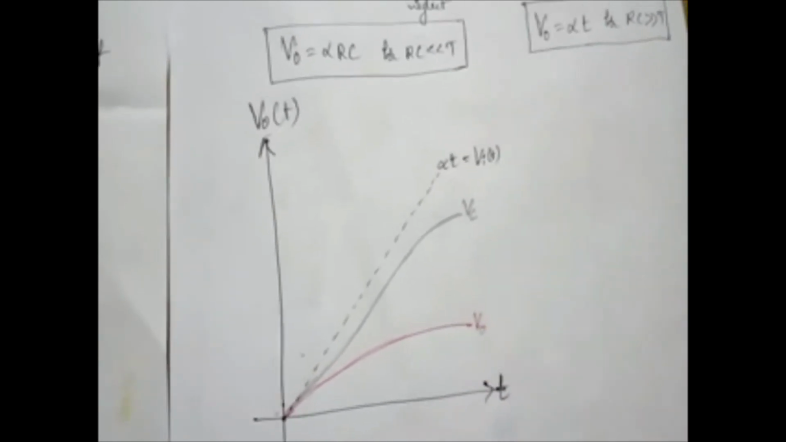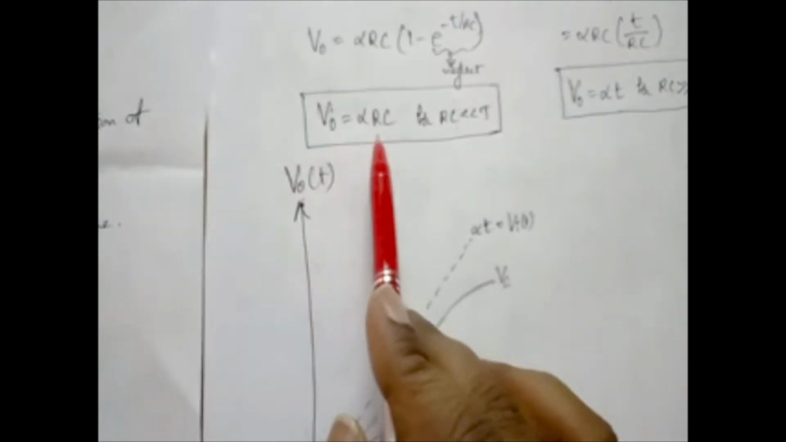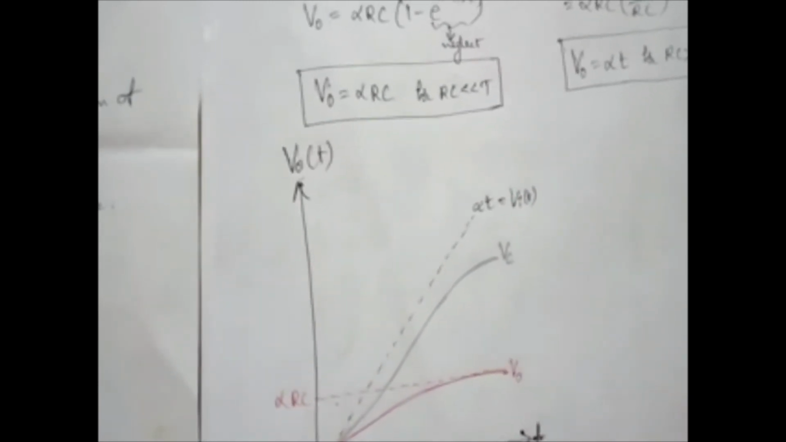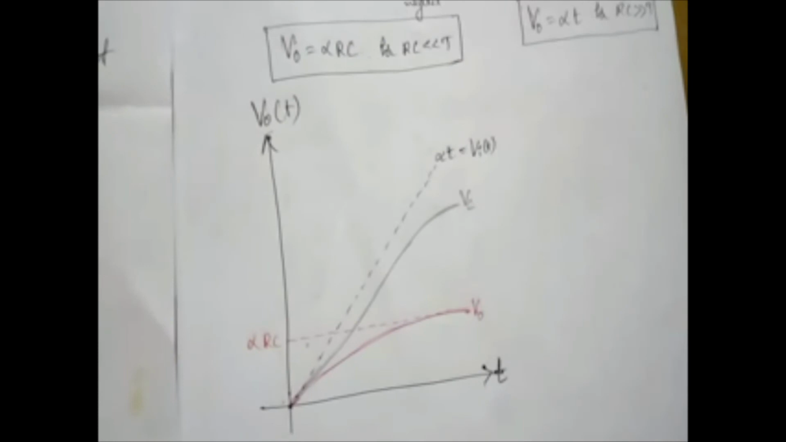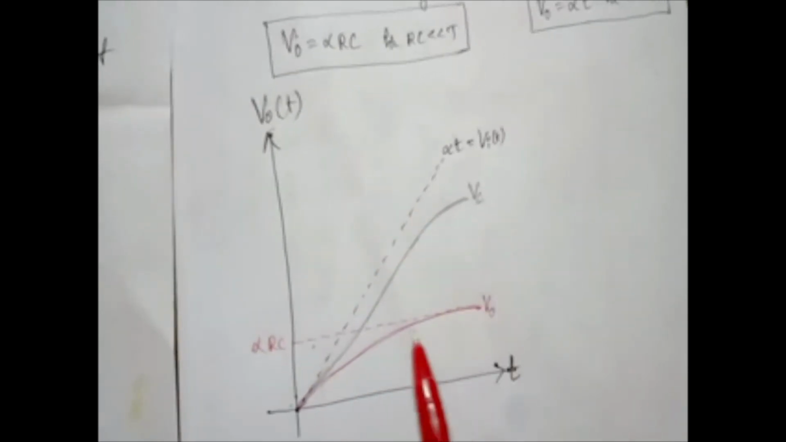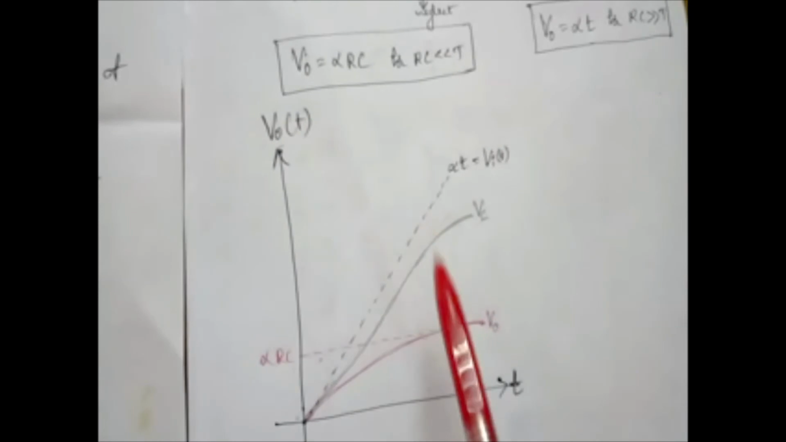Okay, this is V naught. So what is the maximum value of V naught? Here I mentioned alpha RC. If you observe this, it doesn't depend on the T value. So the final value is alpha RC. This is the response for a ramp signal of a high pass RC circuit.